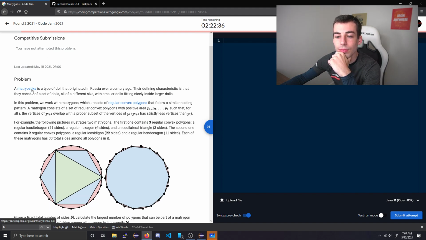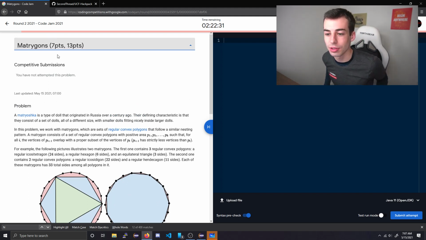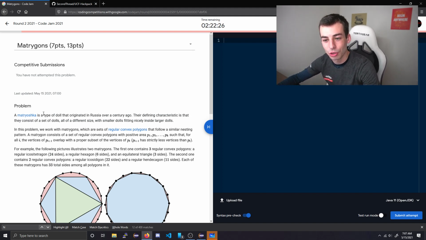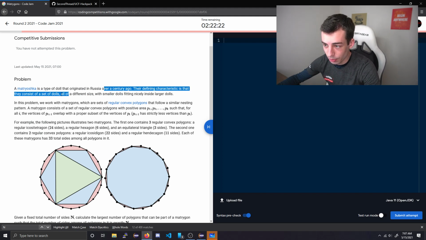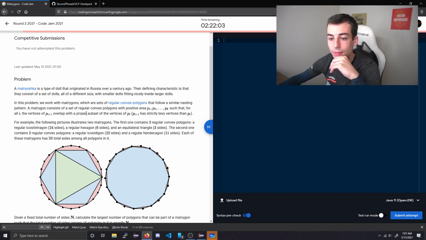Matrigons? I think it's like Matryoshka dolls. Yeah, this thing, Matryoshka doll. This doll originated in Russia. The defining characteristic is that they consist of a set of dolls that fit nicely inside each other. We want to work with regular convex polygons that follow a similar nesting pattern. A matrigon is a set of regular convex polygons such that for all i, this overlaps with a proper subset of vertices, strictly less than the other.